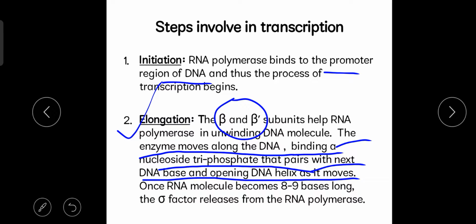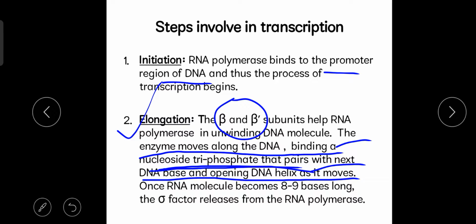Okay, so simultaneously the enzyme, which is the RNA polymerase enzyme, moves along the DNA template strand, and as well as simultaneously it polymerizes the nucleoside triphosphate. Polymerizes means add up. It helps in the addition, means adding of the nucleotide triphosphate. Okay, these are ATP, GTP, CTP, and UTP.